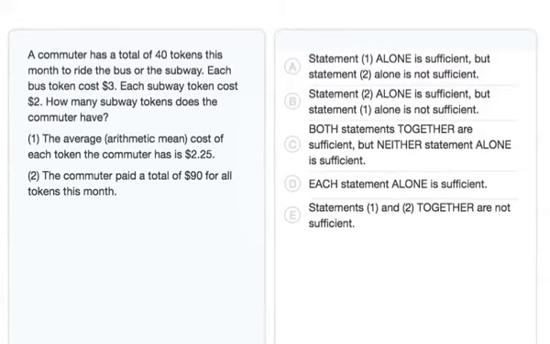To solve this data sufficiency question, we'll consider each statement separately first and then together if needed. Before the statements, let's go ahead and define some variables that we can use when interpreting this word problem.